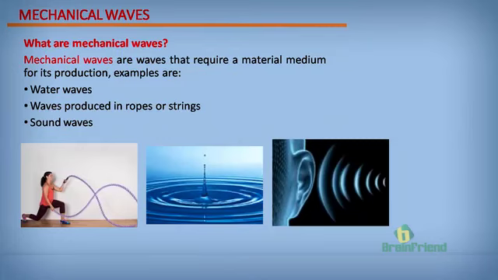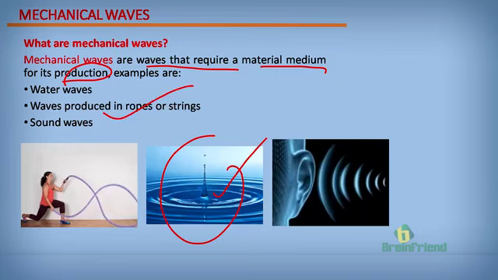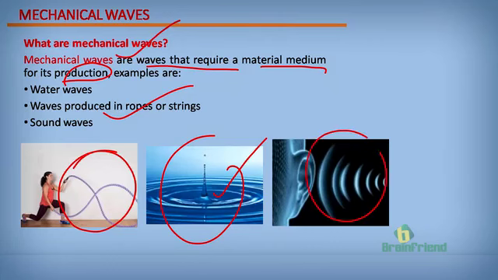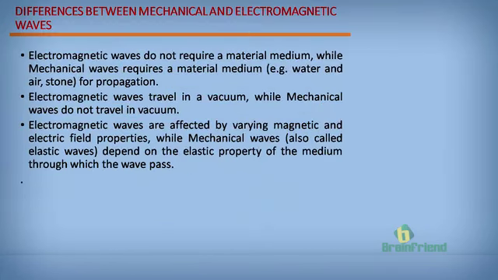What are mechanical waves? Mechanical waves are waves that require a material medium for their production, e.g., sound waves. Without a medium, sound waves cannot be produced. Waves produced in ropes or strings: when you are skipping, the waves produced by the vibration of the particles of the ropes are mechanical waves because the material medium there is the particles of the ropes. And also sound waves.